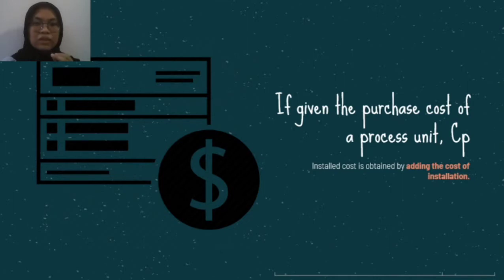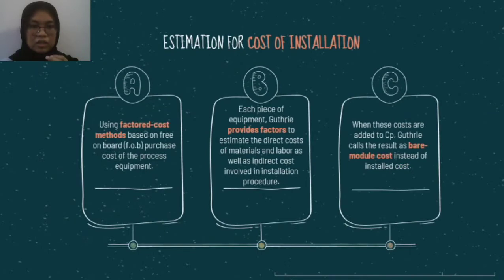So if given the purchase cost of a process unit, known as CP, the installed cost is obtained by adding the cost of installation. So how do we find the cost of installation? By using the factor cost method based on the free on board (FOB) purchase cost of the process equipment.